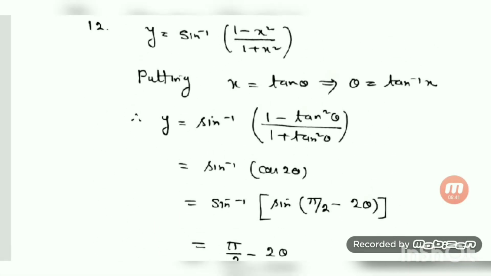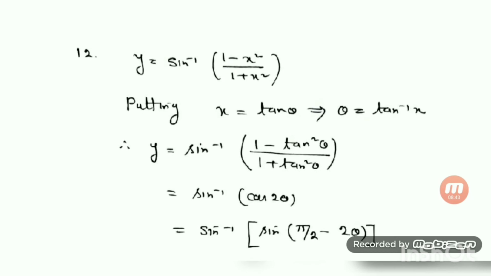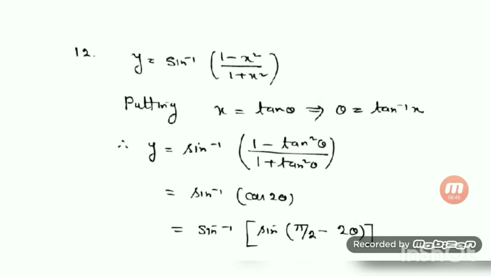Now let us go to the next question, number 12. Your question number 12 is y equal to sine inverse of (1 minus x square) by (1 plus x square). You see, this is similar to the previous one, the portion inside the bracket. But in the previous cases it is cos inverse, but now it is sine inverse. So this is not the direct formula. Okay. So here obviously you have to use substitution or convert into trigonometry.